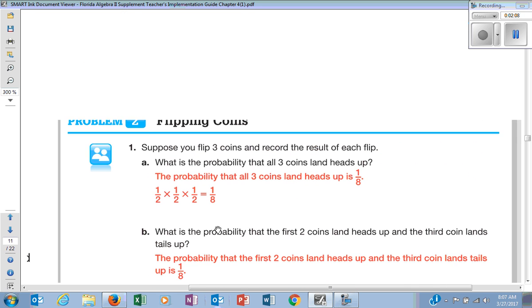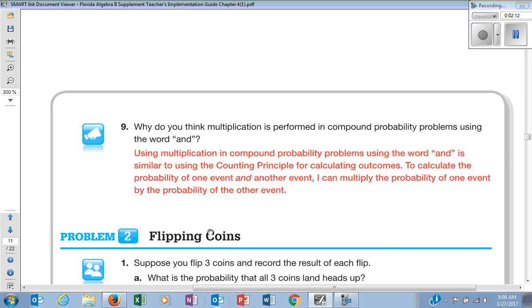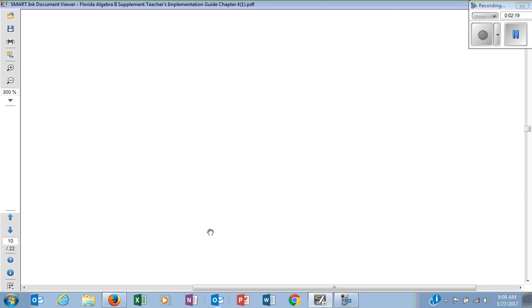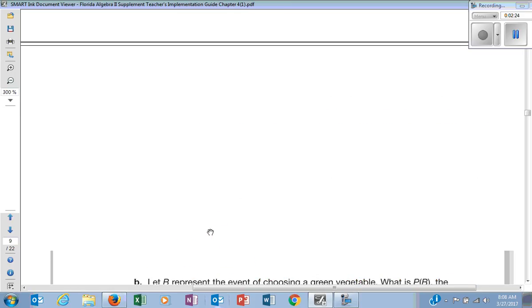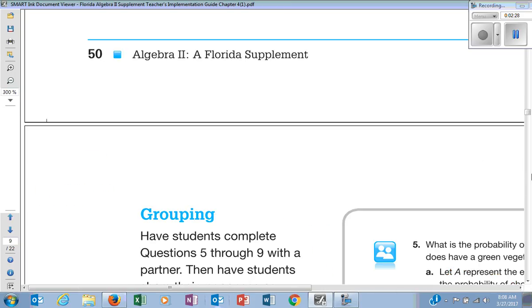We are on flipping a coin. Did we pass the compound? Yes. What page is that on?